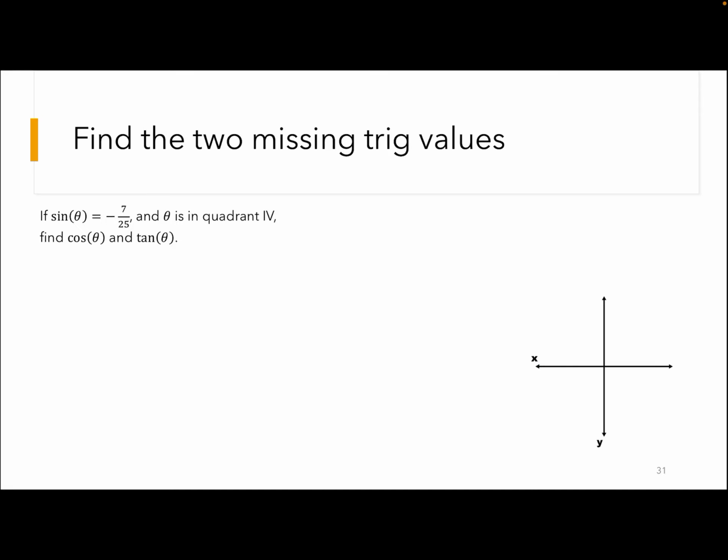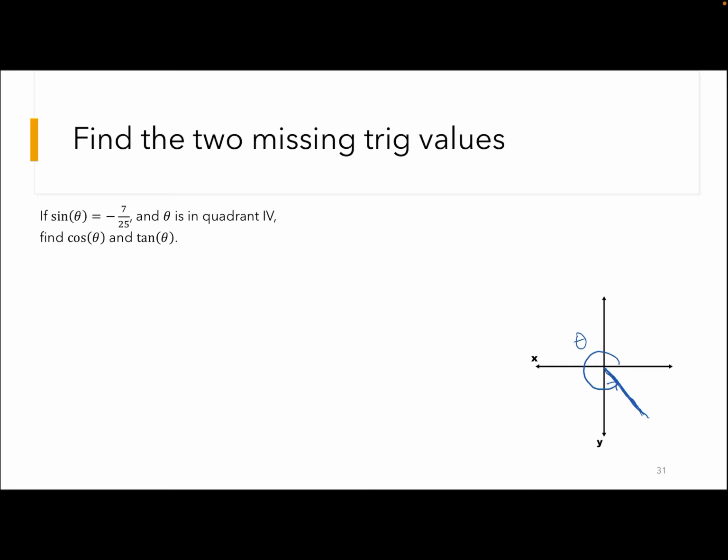The last thing we're going to do is, if you have a trig value and you have to find the other two, here's how we do it. We know the sine of theta is negative 7 divided by 25, and that theta is in quadrant 4. The first thing we're going to do is draw our angle theta. The sine is negative, so this is our theta. We get a reference angle, which is whatever 2 pi minus theta is.